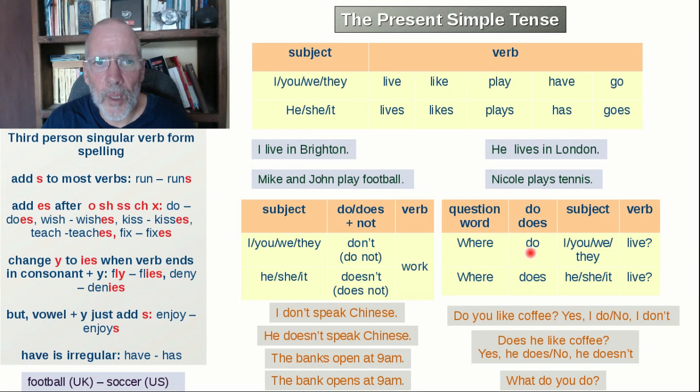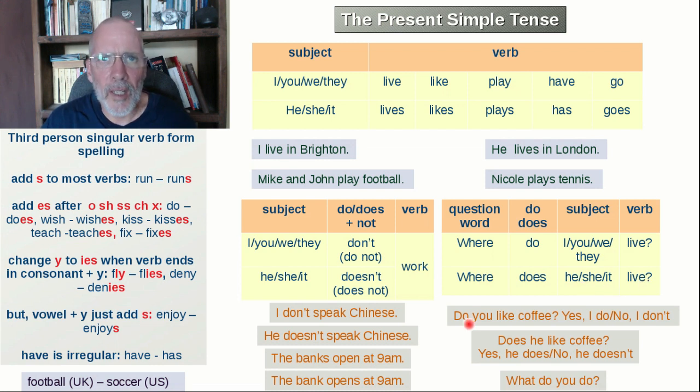And it is followed by the auxiliary do or does. And then we have the subject, I, you, we, or they. Go with do. And as we saw before in the negative, he, she, it goes with does. And then finally, we have the main verb. You could possibly have another complement here. So this is how you form questions in the present simple. Where do you live? Where do they live? Or where does he, she, or it live?